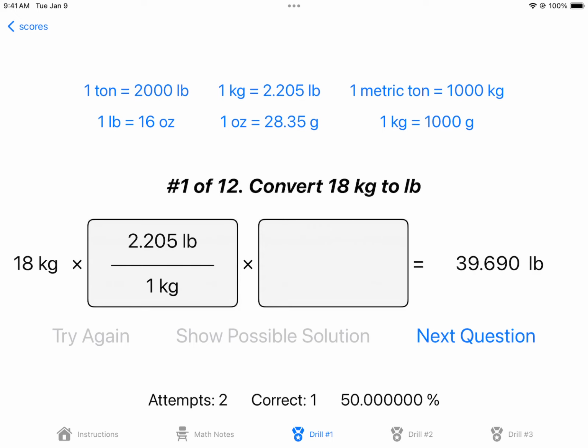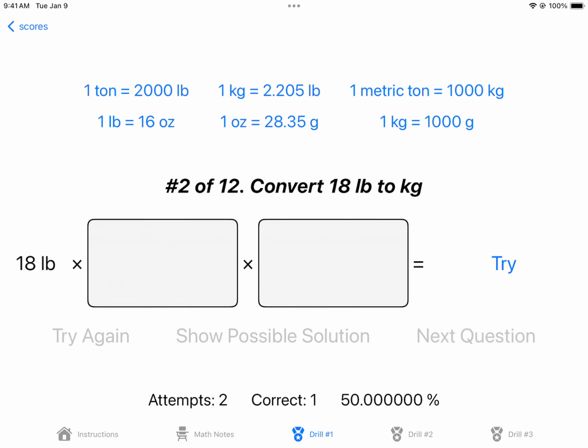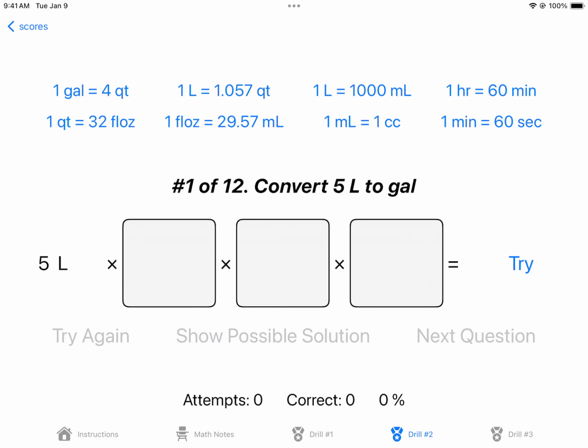39.69 pounds. It's correct, and it shows that I made 2 attempts. I got 1 correct. I got a score of 50 right now. Next question, and that's really all you do. You just keep converting. Here's drill number 2. What's it got? This is volumes. We got more conversions up there. This is volumes, and it's also got time, like hours, minutes, seconds.